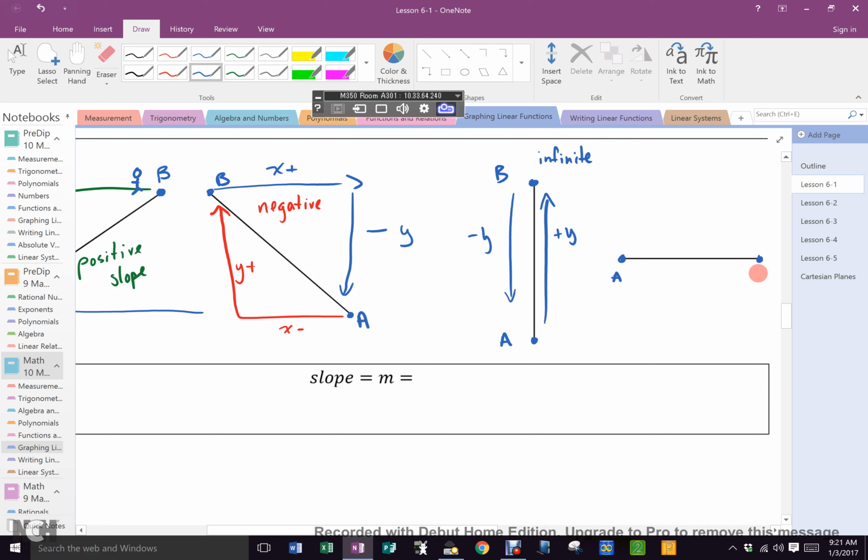Now what about this one? A to B. X changes. Is that possible? Time can't go on without moving? Is that possible? So is that change that can happen? Yes, that's what we call a zero slope. Does everybody understand?